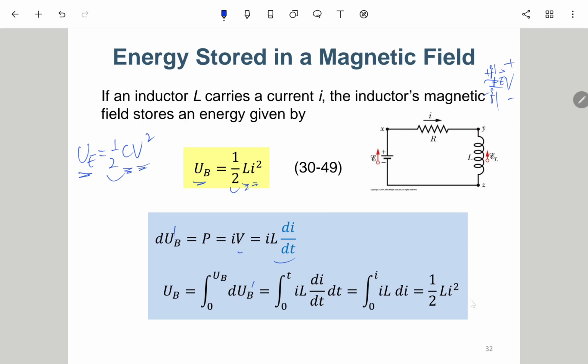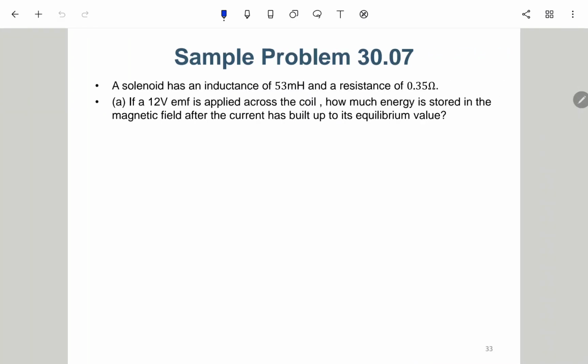Nothing special. Here we have another sample problem. It says a solenoid has an inductance with the same value, and the resistance also with the same value. If a 12 volt EMF is applied across the coil, how much energy is stored in the B field after the current has built up to its equilibrium value?